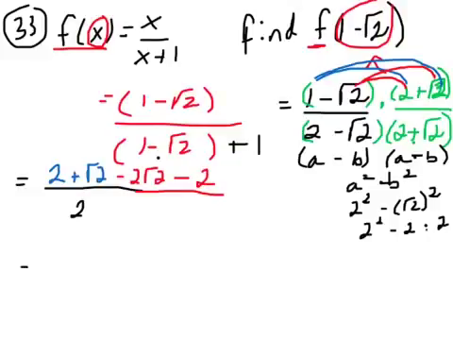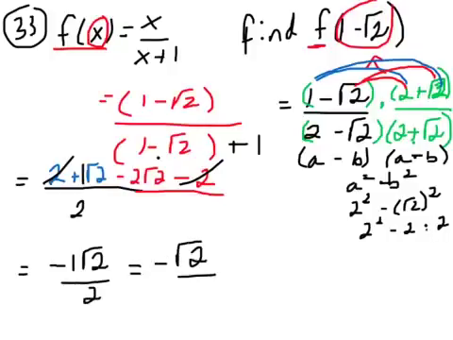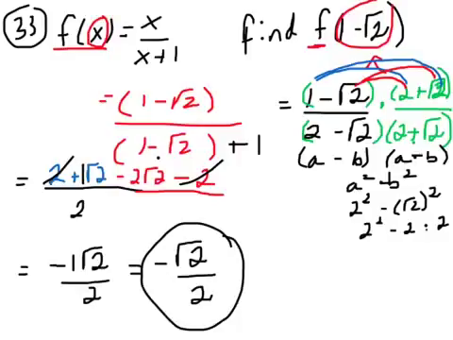Okay, now let's put all this together. On the top, I have 2, and then I have a minus 2, so those are going to cancel out. And then I have 1 square root of 2 minus 2 square roots of 2. That would be a minus 1 square root of 2 over 2. And we would just write that as negative square root of 2 over 2. We would not put the 1 in. And that's their answer there on 33.